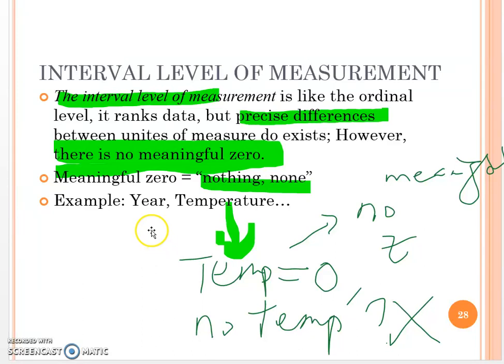Okay, so guys, we're going to continue to talk about interval level versus the last level of measurement, which is ratio level of measurement. Let's first review. Interval level means this is a variable that can be put in numbers, and there is no meaningful zero. And meaningful zero means there's none, there's nothing. An example here is temperature. If temperature equals 0, does that mean there's no temperature? No, it doesn't mean there's no temperature. So there's no meaningful 0.